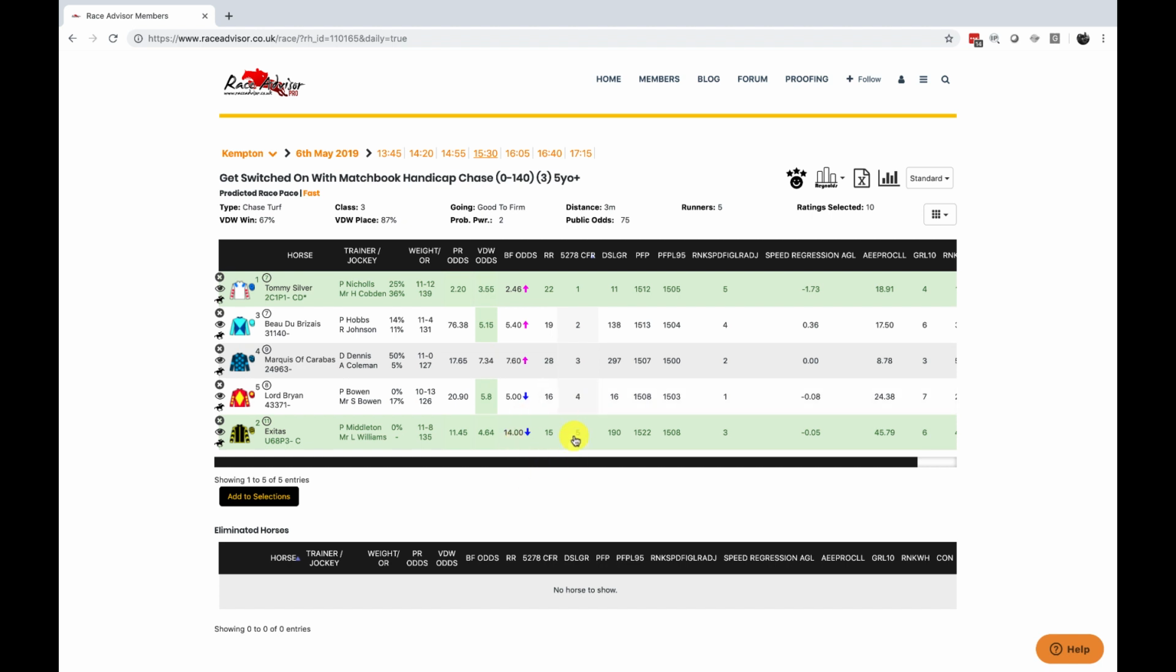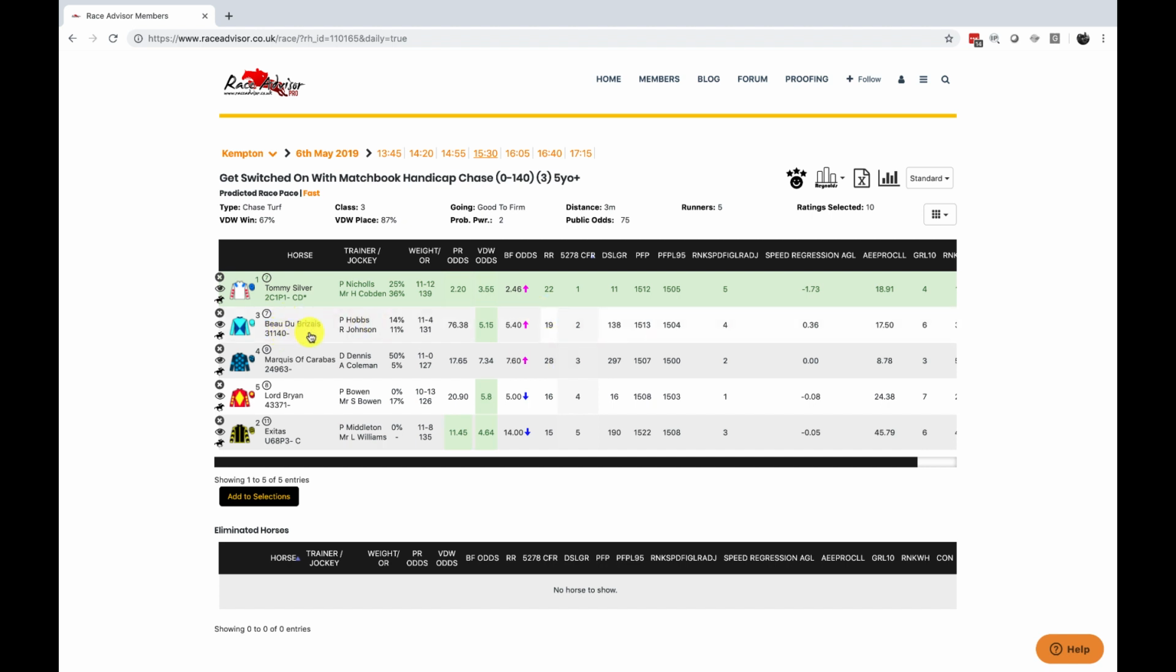It's starting to give us a bit of concern over Exitus despite having one of the lowest RR scores. With the Reynolds ranking, the RR score, the better the horse, the lower the number. However, ratings and factors are always estimates. They're not always correct, which is why we need to use a number of them to come up with an overall picture of the horses in the race. So for the moment, I'm just going to click on that horse to remove it. At the moment, Tommy Silver is our most interesting horse.